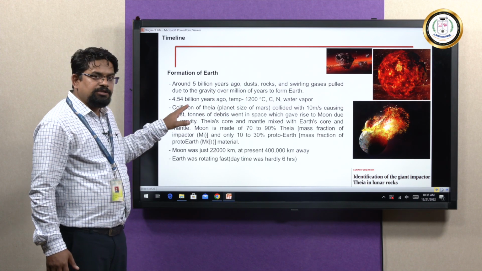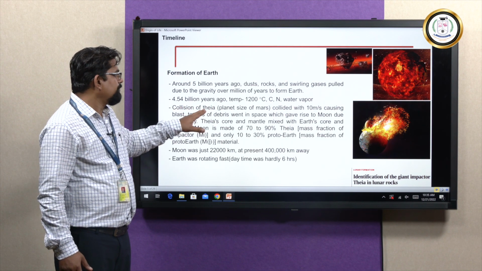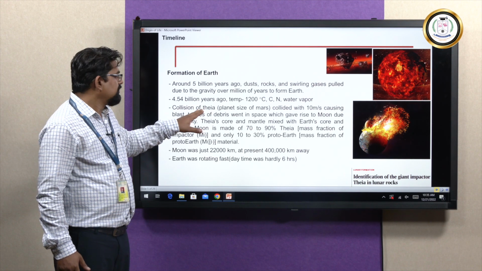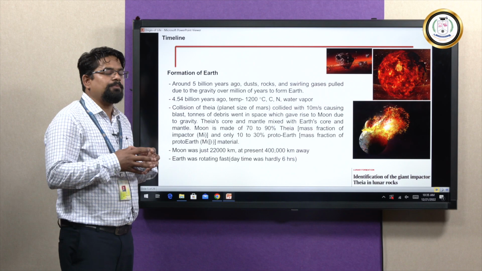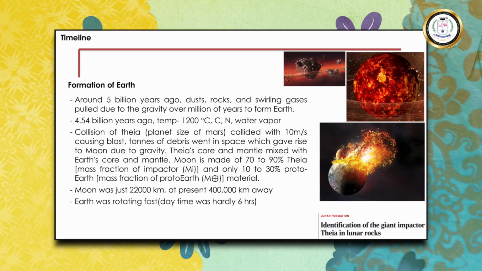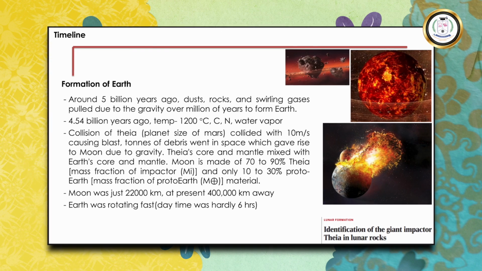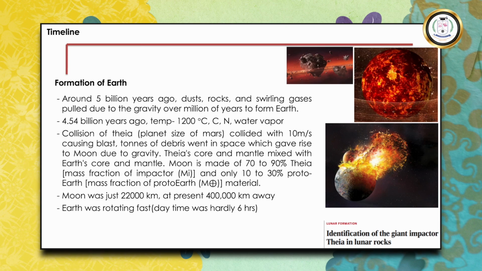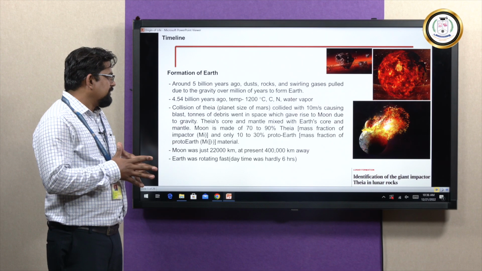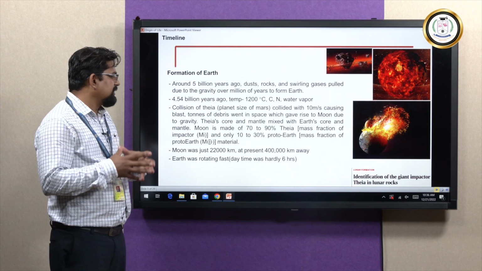At that geological time scale, there was a collision of the earth with another planet, Theia, which was about the size of the planet Mars at present. It collided at 10 meters per second and caused a huge blast. Tons of debris went into space, which gave rise to the moon due to gravity. Theia's core and mantle mixed with the earth's core and mantle.